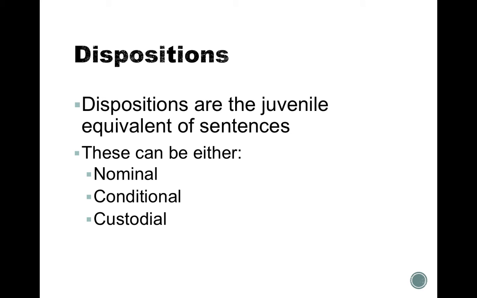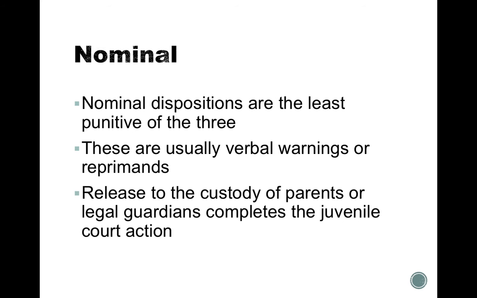Dispositions for juveniles can be nominal, conditional, or custodial. Nominal punishments are the least punitive of the three. These are usually verbal warnings or reprimands. A juvenile would be released to the custody of their parents or legal guardians, and that completes the juvenile court action.